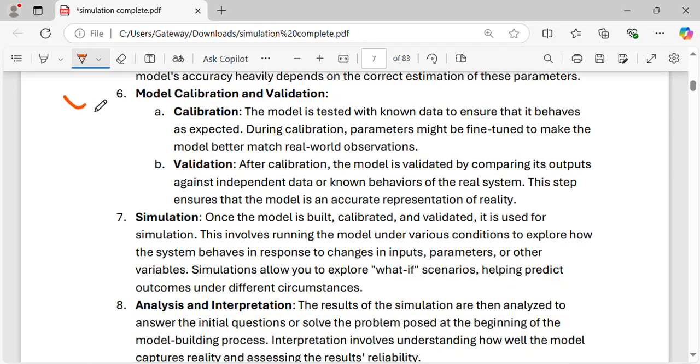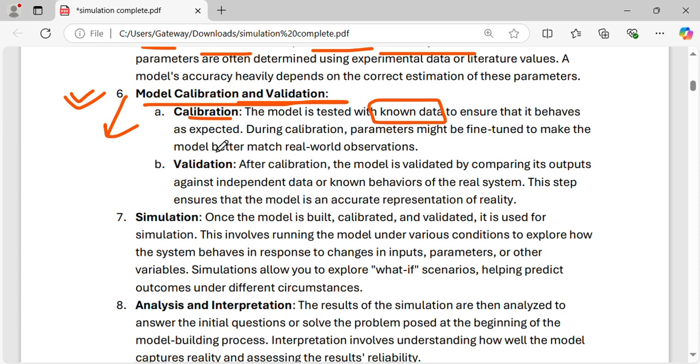The sixth point is also really important, and a lot of times it's asked. So what is the difference between calibration and validation? After you formulated the parameters, how would you know that the model is working fine? What is calibration? The model is tested with known data to ensure that it behaves as expected. During calibration, parameters might be fine-tuned to make the model better match real-world observations. Validation: after calibration, the model is validated by comparing its outputs against independent data or known behaviors of the real system.